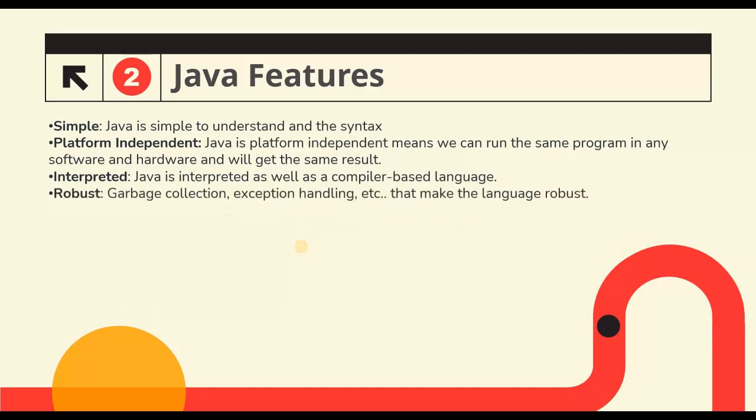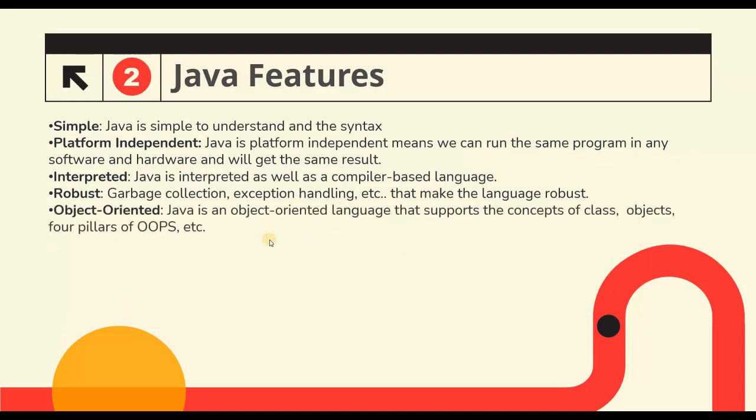Robust: Java supports garbage collection. Whenever extra memory is allocated and not used, it is automatically garbage collected by the Java system. This is one of the beauties of Java. Exception handling: we can easily handle lots of exceptions using Java exception handling. That kind of feature makes the Java language robust, right?